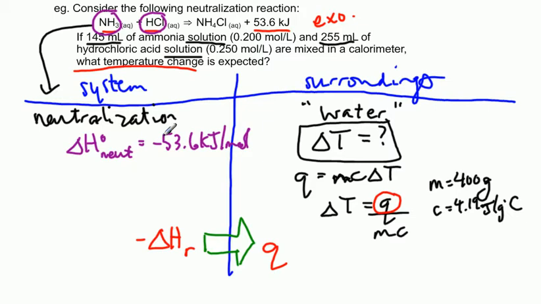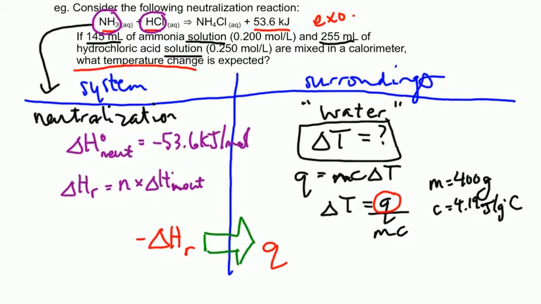So let's see, if we want to know this value, and we do have this value, if we know how many moles are reacting, we can get to our answer, because delta H for this reaction is going to be the number of moles times heat of neutralization, or the energy change associated with 1 mole.